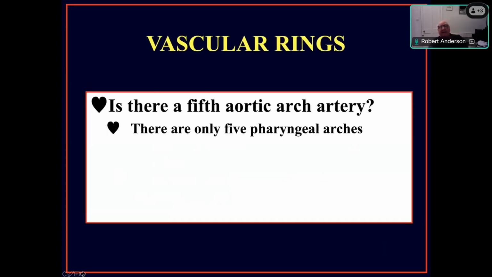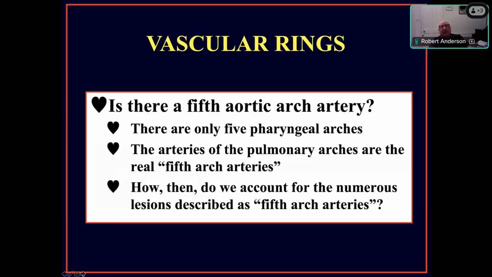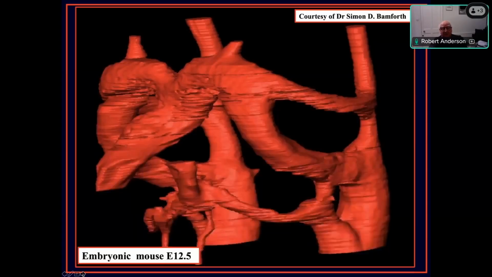So I've not said anything at all yet about the so-called fifth aortic arch arteries. Why? Because there are only 5 pharyngeal arches. And in fact, it is the arteries of the pulmonary arches that are the true fifth arch arteries. But we can no longer use that term because the literature of pediatric cardiology is replete with lesions interpreted on the basis of persistence of a fifth arch on the basis of a set of 6. So how do we explain those variants?